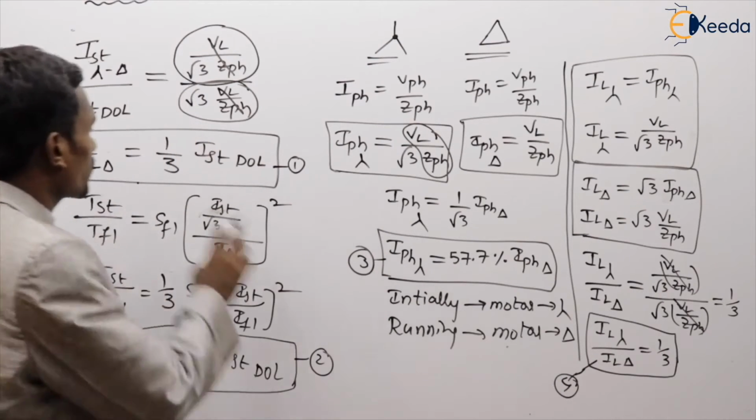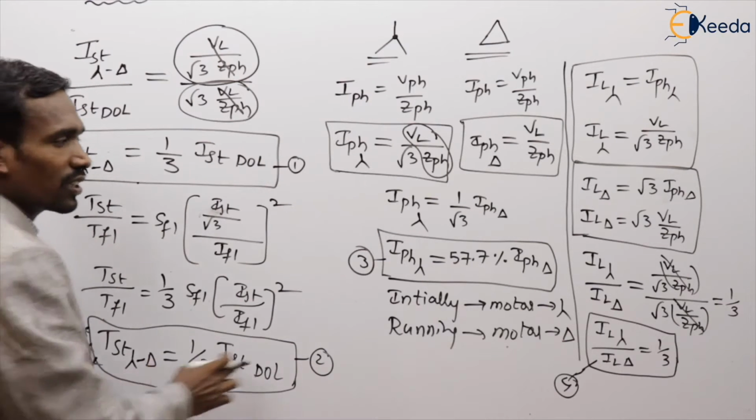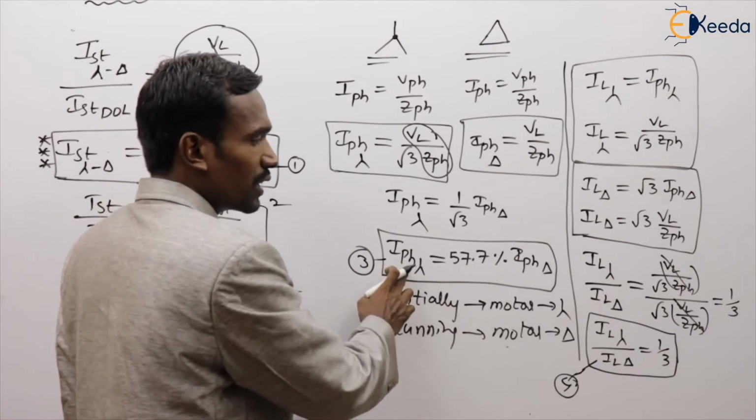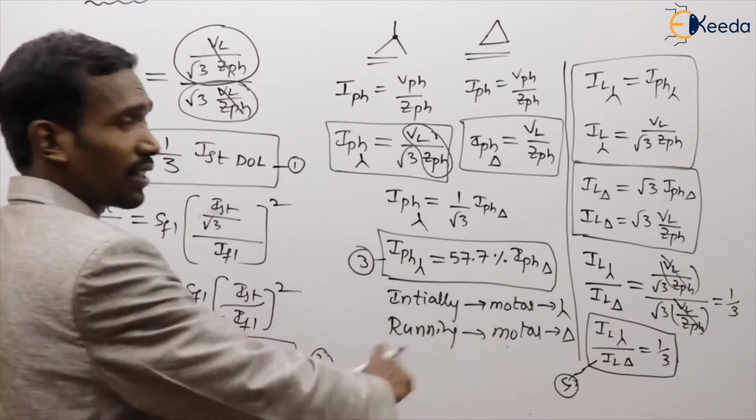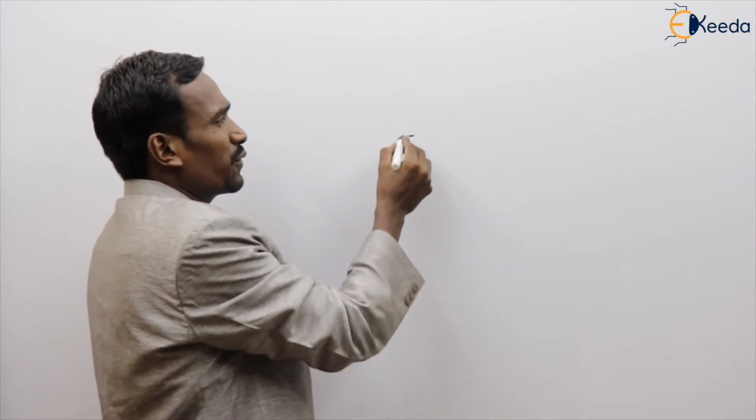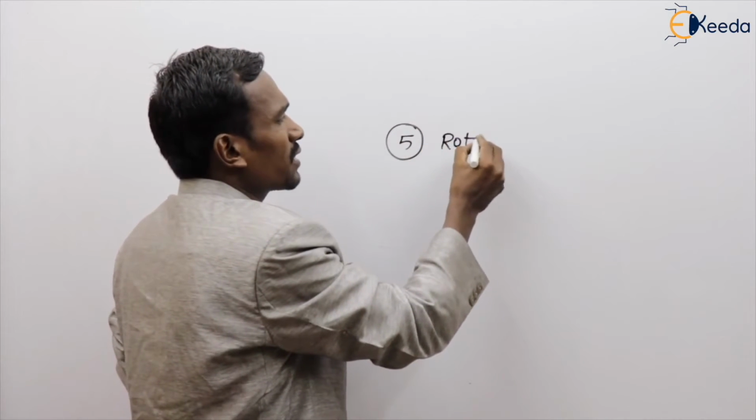Yes, okay. Starting current in star delta starter, starting torque in star delta starter, the phase current in star to the delta, line current in star to the delta. See once clearly. Okay, next, the fifth one: rotor resistance control starter.